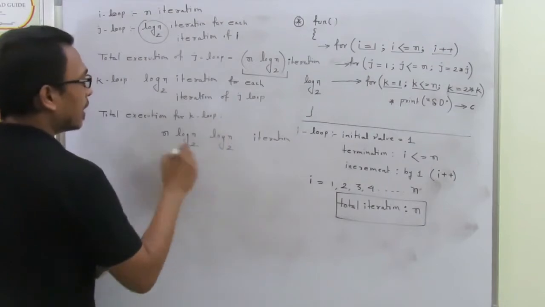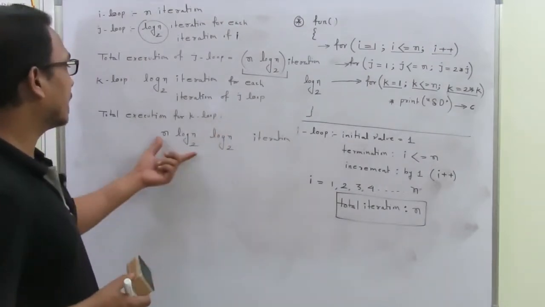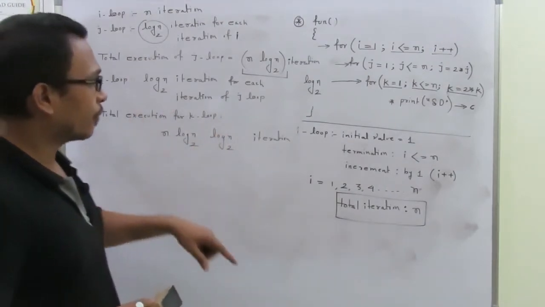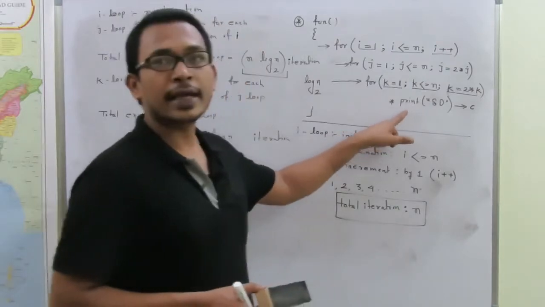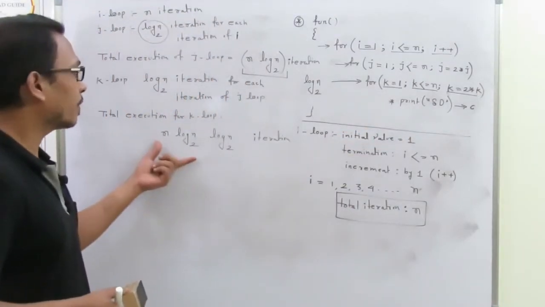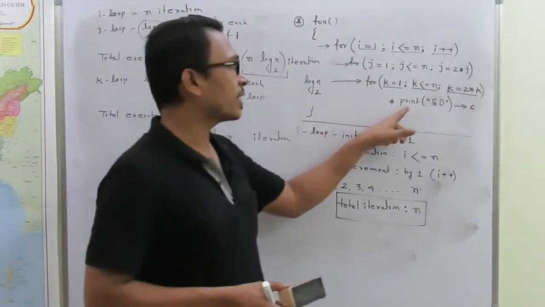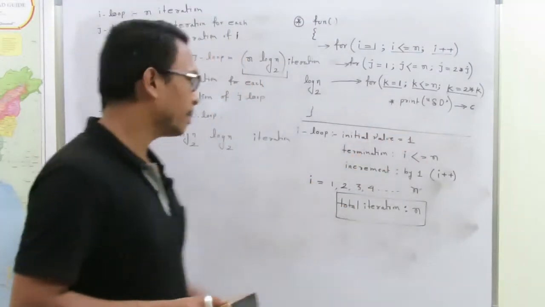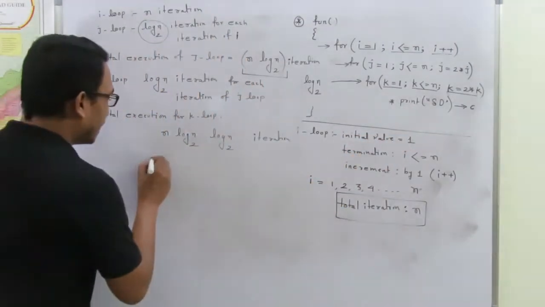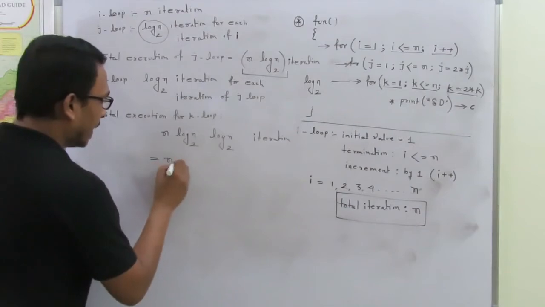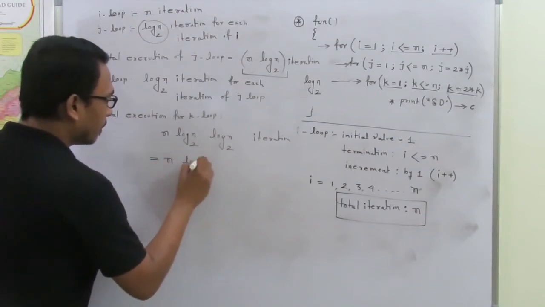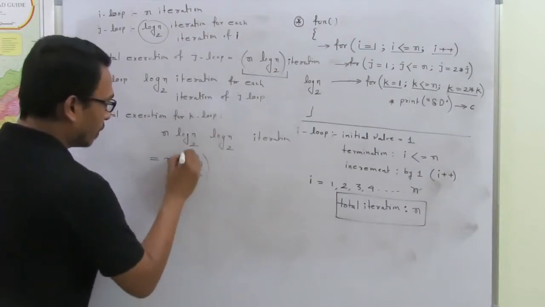Now this is our total number of iterations for which this print instruction will execute. Clear? Now look here. This means n (log n base 2) whole squared.